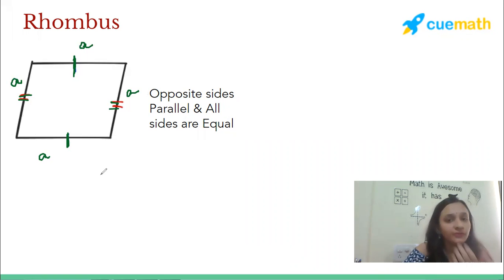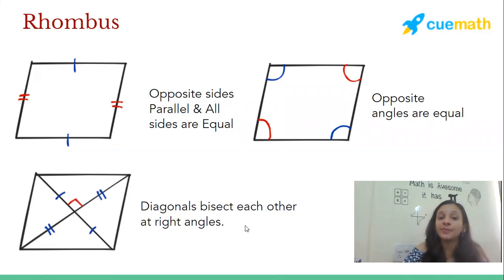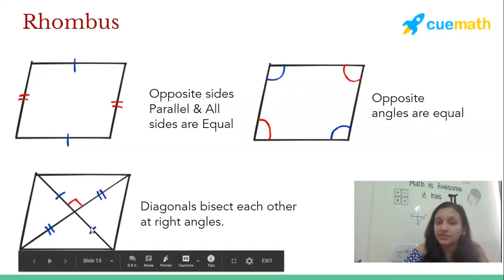All the 4 sides are of equal length. So that's what we have as the first property in a rhombus. Then the second is opposite angles are equal, highlighted ones, and the diagonals bisect each other at right angles.